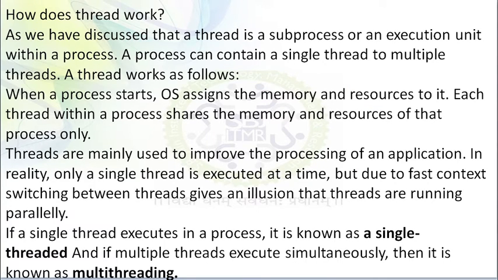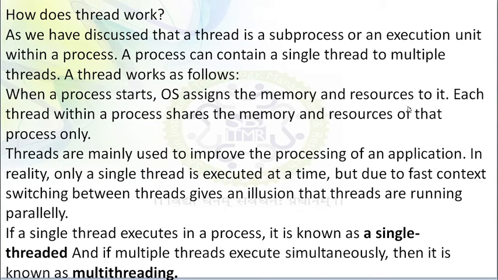How does a thread work? As we have discussed, a thread is a sub-process or an execution unit within a process. A process can contain a single thread to multiple threads. A thread works as follows. When a process starts, the OS assigns memory and resources to it. Each thread within a process shares the memory and resources of that process only. Threads are mainly used to improve the processing of an application.